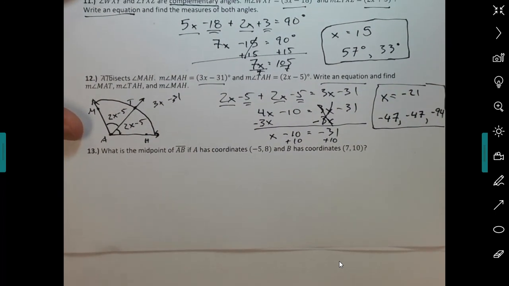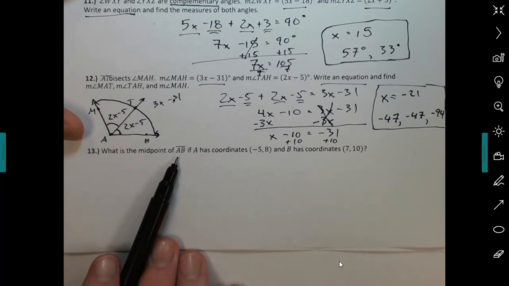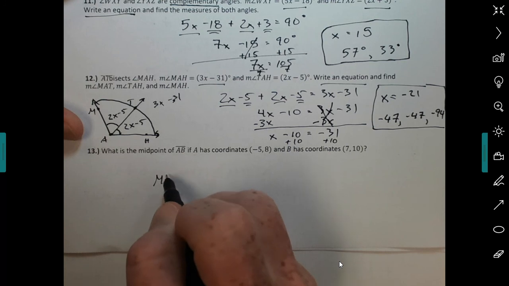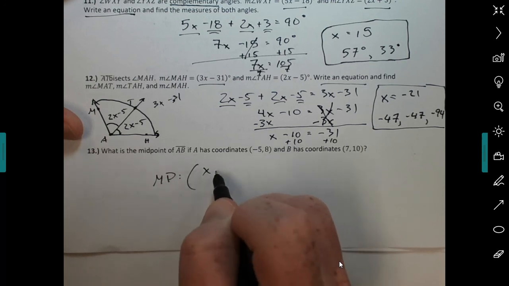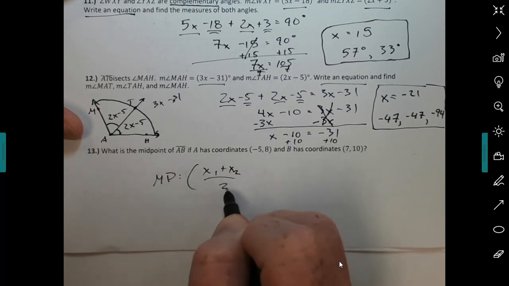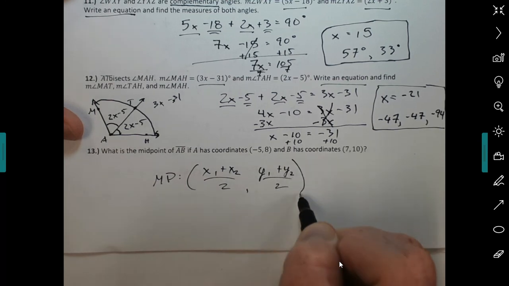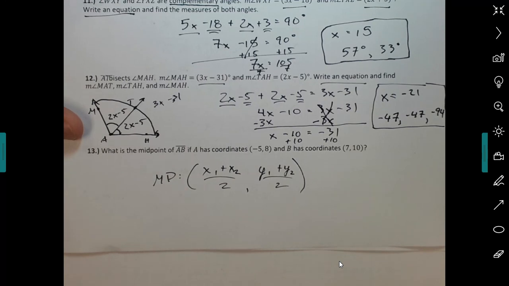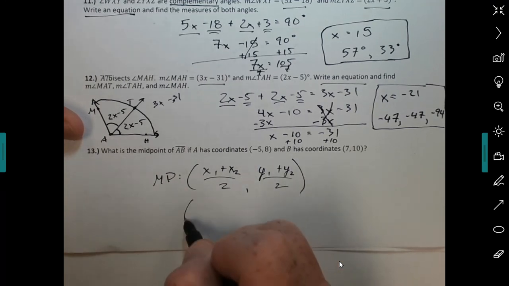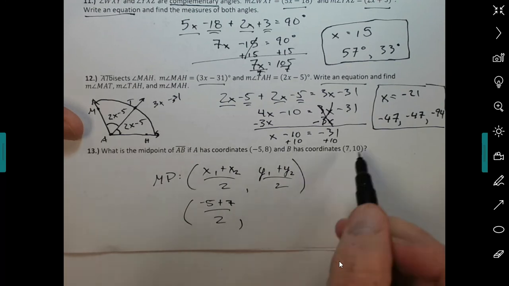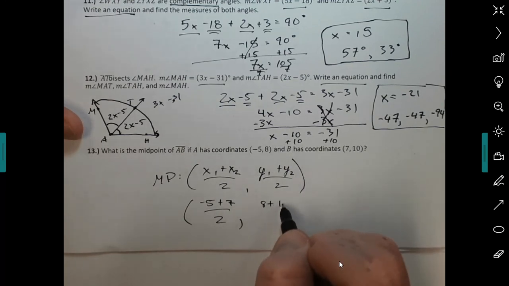And the last problem on this page, what is the midpoint of AB if I give you the coordinates? Well, there is a midpoint formula. If you're writing down your formulas, you can grab them whenever you want. So I need to add the x's. If I want to do negative 5 plus 7 and divide by 2, I'm just averaging the x's, and then I got to average the y's.